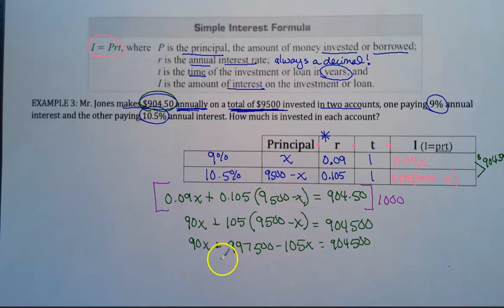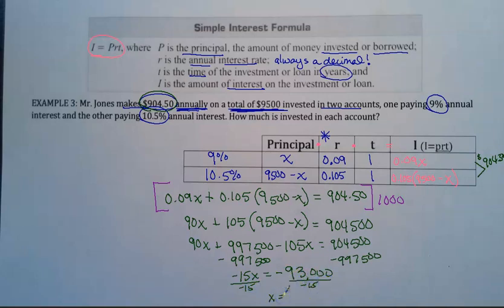We would do some math. So I'm going to subtract 997,500 from both sides. And I'm going to go ahead and do 90x minus 105x, which would give me negative 15x. So I kind of did 2 steps in one there. And this equals negative 93,000. Divide by negative 15, and x would equal 6,200.